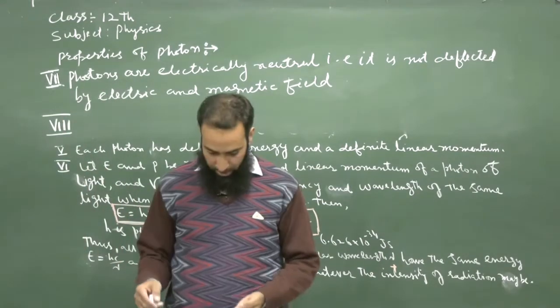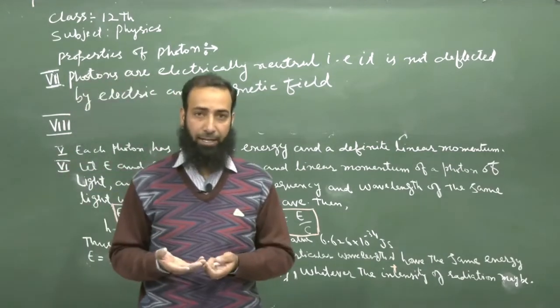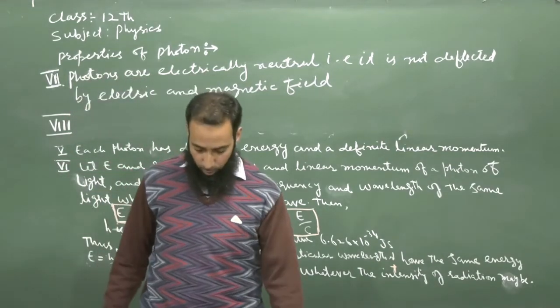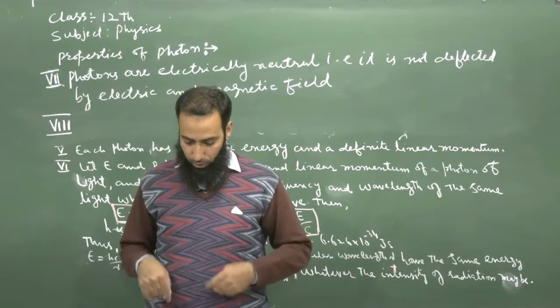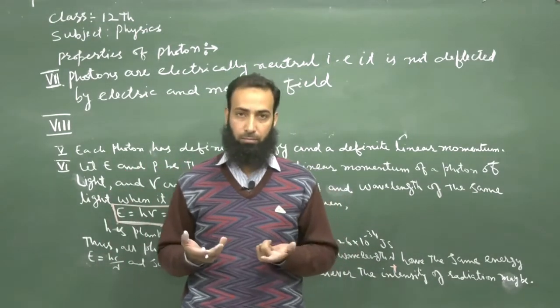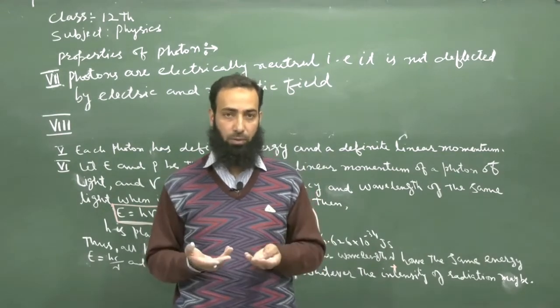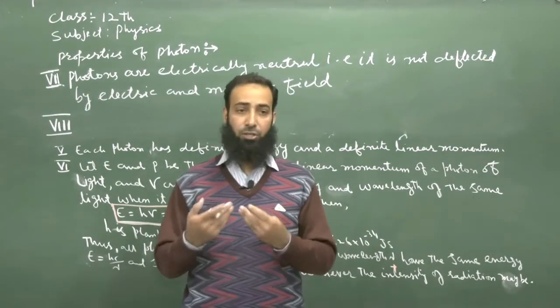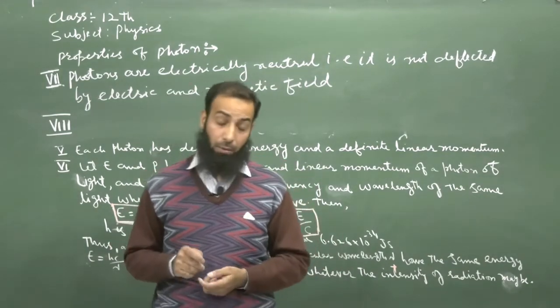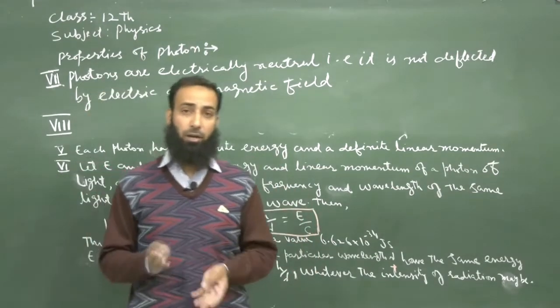Property 8: in a photon particle interaction, when a photon interacts with a particle, during this interaction the total energy and the total linear momentum of the photon remain conserved. It remains conserved during this collision, energy as well as the momentum. However, the number of photons may increase or decrease.